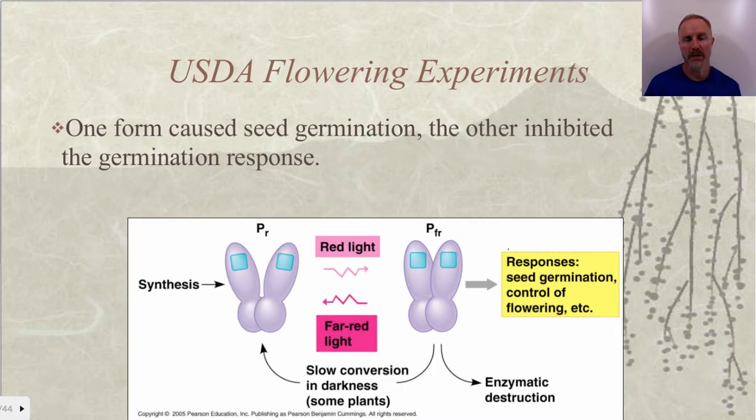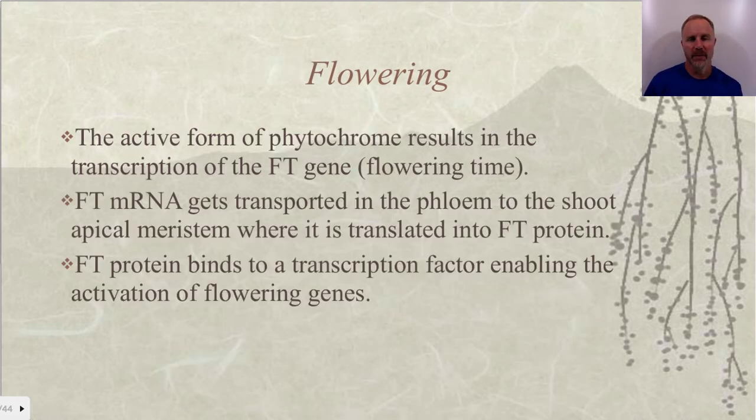And you can see, of course, one form of the seed, this form, causes germination because the red light has converted it into that form, and this one shuts it off because the far red light has converted it back into the inactive form. So the active form of the phytochrome results in the transcription of these FT genes, which are just named flowering time. That's what the FT is. And this FT messenger RNA gets transported in the phloem, okay, so there's the vascular system of the plants that we've talked about, to the apical meristem in the shoot, where it's translated into protein, and that protein enables these transcription factors to activate these flowering genes.